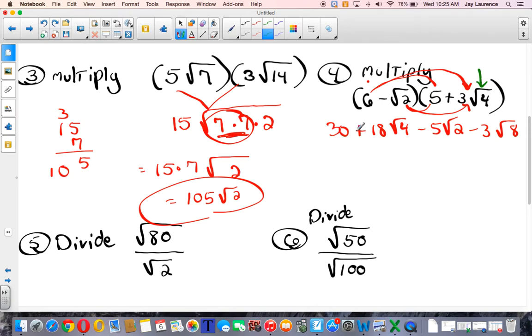But since I didn't simplify first, I'm going to come in here and simplify. I know rad 4 is 2. So this is 18 times 2. So I really have 30 plus 36. Now I have a minus 5 rad 2.